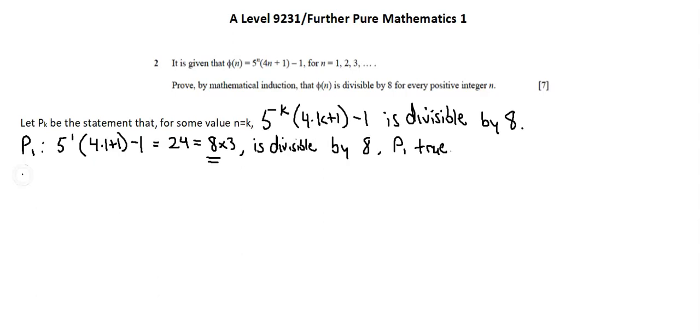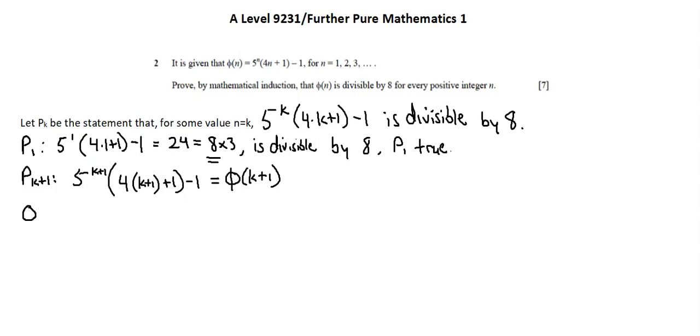Next, I will set up k plus 1, which is 5 to the power of k plus 1 times (4 times (k plus 1) plus 1) minus 1. This expression equals phi of k plus 1. Now what I'm going to do is set up phi of k plus 1 minus phi of k. We'll see why this expression is helpful at the end of the analysis. For now, let's set up this expression.